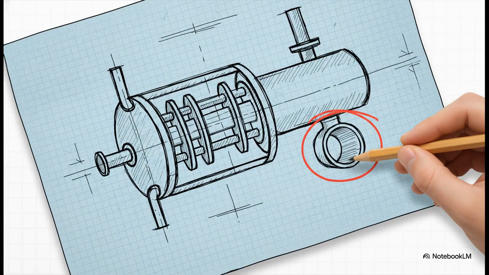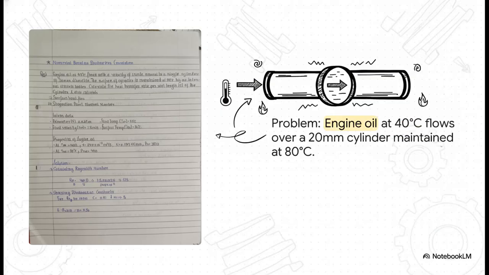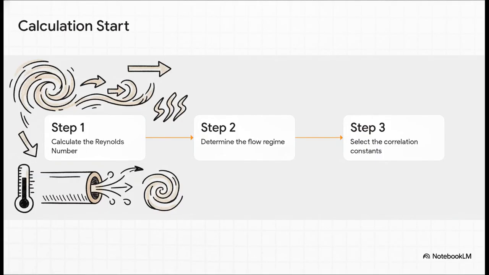Okay, theory's cool, but let's see it work. Time for a practical example. Here's the setup. Hot engine oil flows over a heated cylinder. How much heat is actually moving? First things first, you've got to calculate the Reynolds number. This will tell you the flow regime.